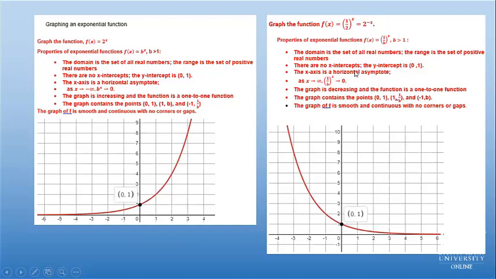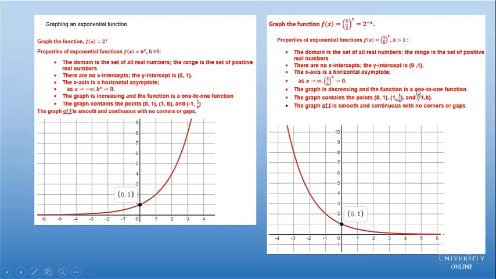You can see once again there are no x-intercepts. The y-intercept is still (0, 1). The point (0, 1) is on both of these graphs. Again, the x-axis is a horizontal asymptote, but this time it's as x approaches infinity that f(x) is approaching 0. This graph is decreasing as you go from left to right.